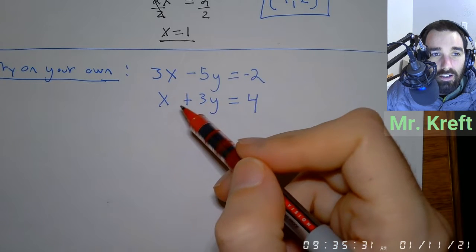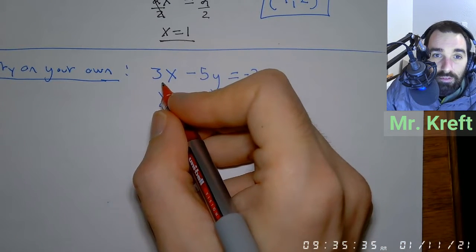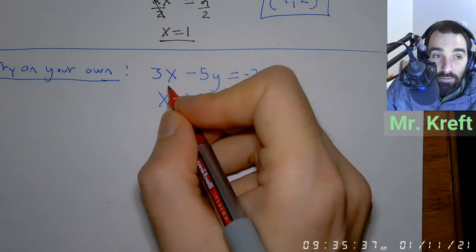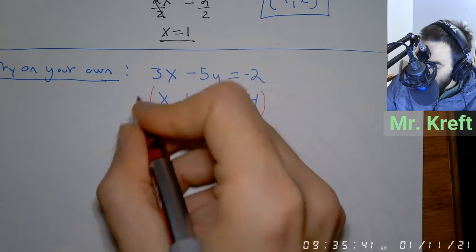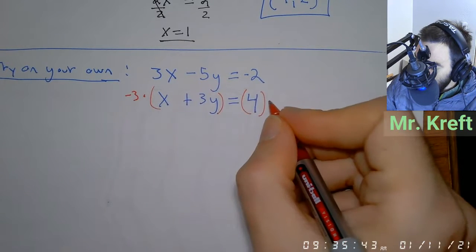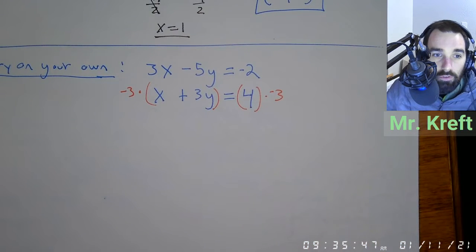But I look at right here, and I see a really good chance to get opposites. So what's the opposite of 3? That's negative 3. So I'm going to multiply the bottom here by negative 3. Okay, so I'm going to pause here just for a second.